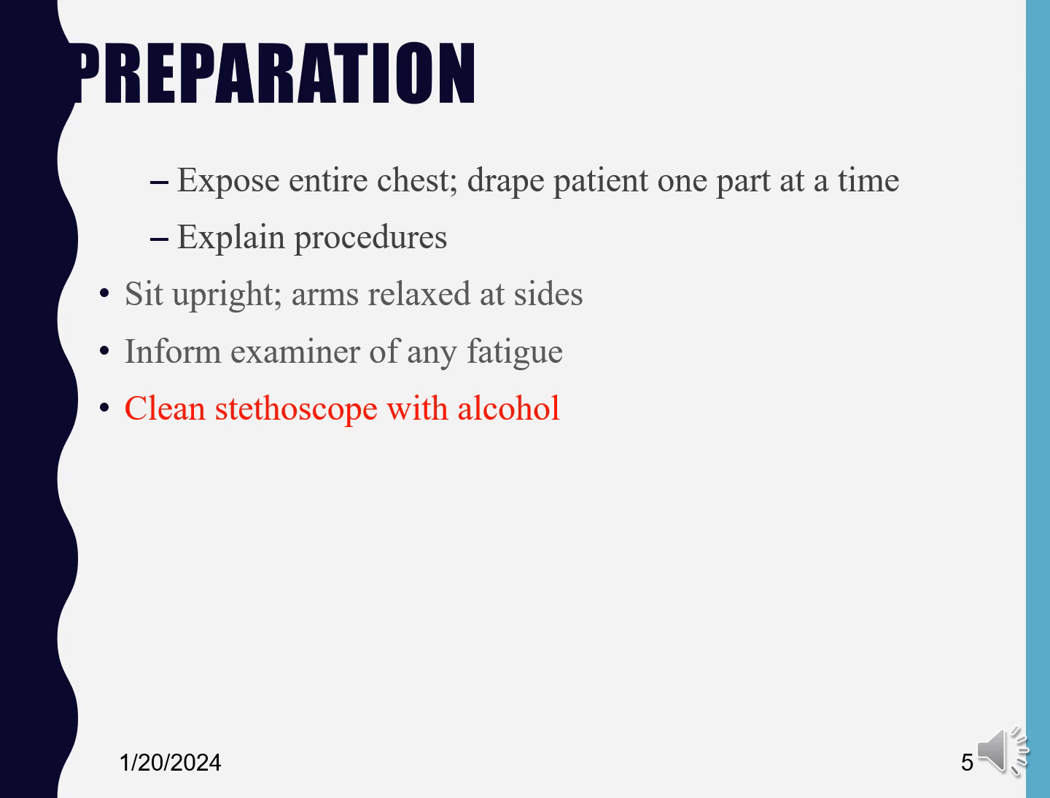So when we're preparing the patient, we know that we're going to have to assess the entire chest, but we're going to drape the patient, especially for females, because we're going to have to listen around breast tissue for the anterior part of the chest. We want our patient to sit upright and have their arms relaxed at the sides. You're going to instruct the patient that every time you place the diaphragm of the stethoscope, they're going to breathe in and out, and you're going to listen to the inspiration and expiration. And always be sure to clean your stethoscope with alcohol before you touch your patient.